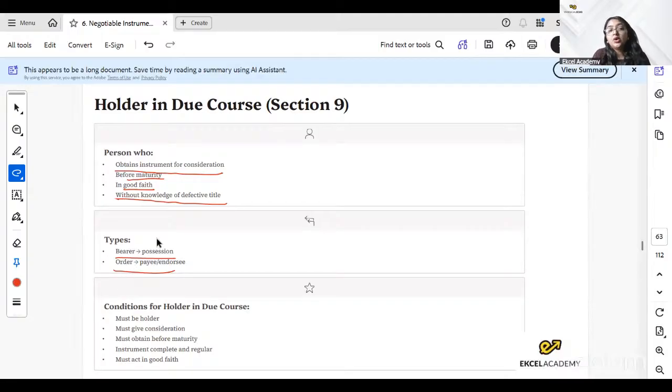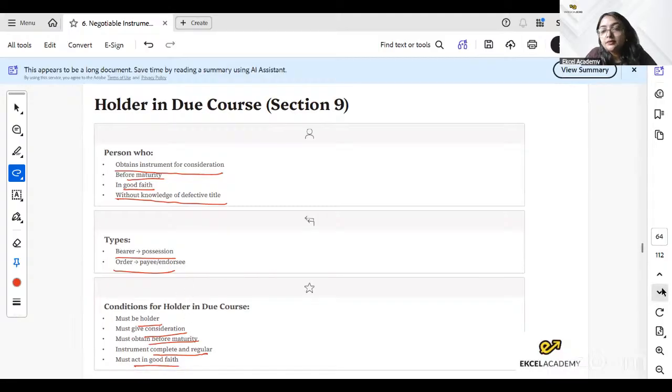Okay. So who is a holder in due course? The person who holds the instrument and has obtained it for a consideration well before maturity, in good faith and without knowledge of the defective title. Let's say you knew that the check is stolen and you are still holding it. You will not be a holder in due course. You should have no knowledge of the defective title. Conditions for a holder: you must be a holder, you must have given consideration before maturity, the instrument is complete and regular, and you have acted in good faith.